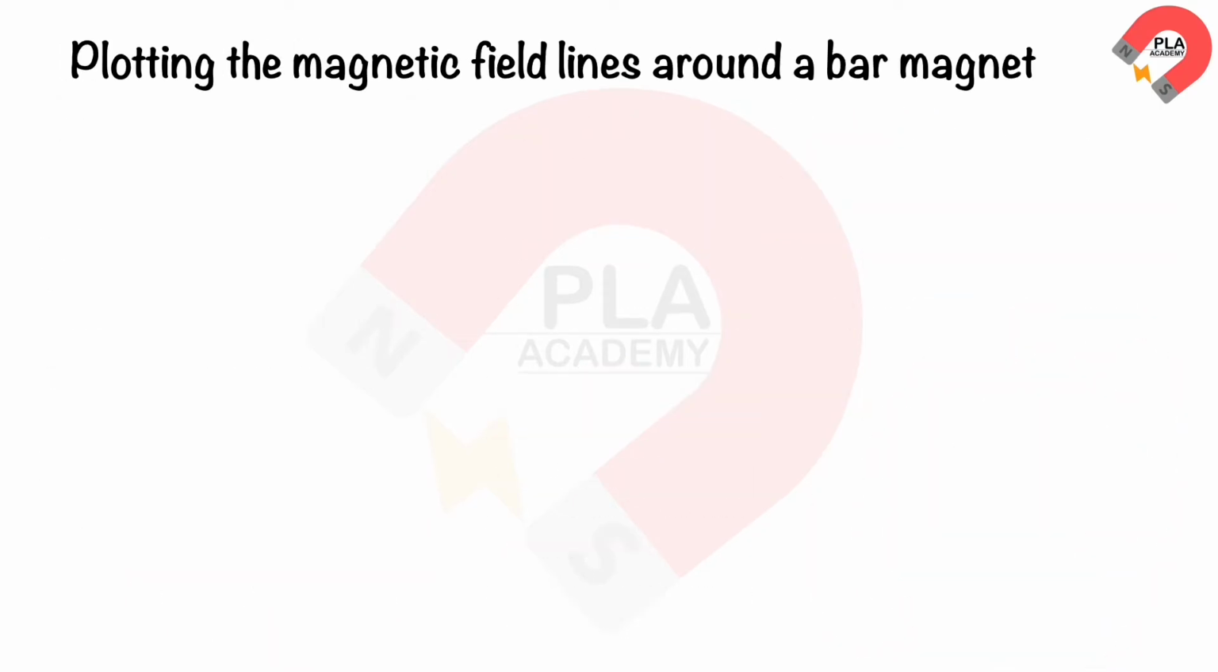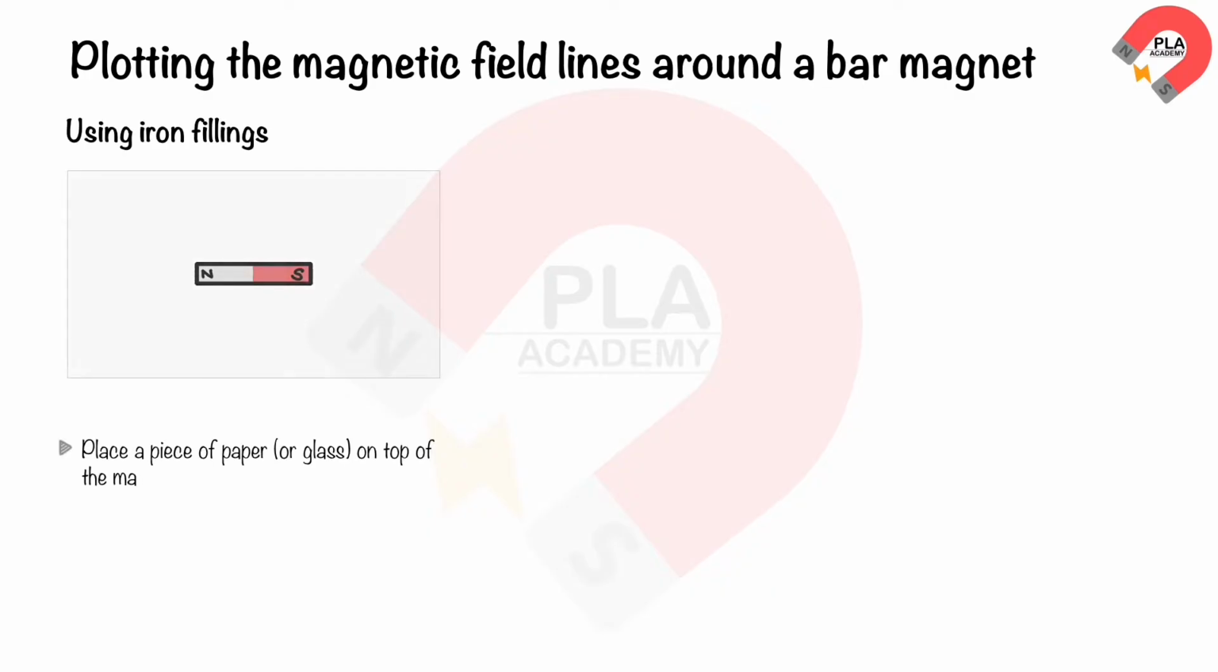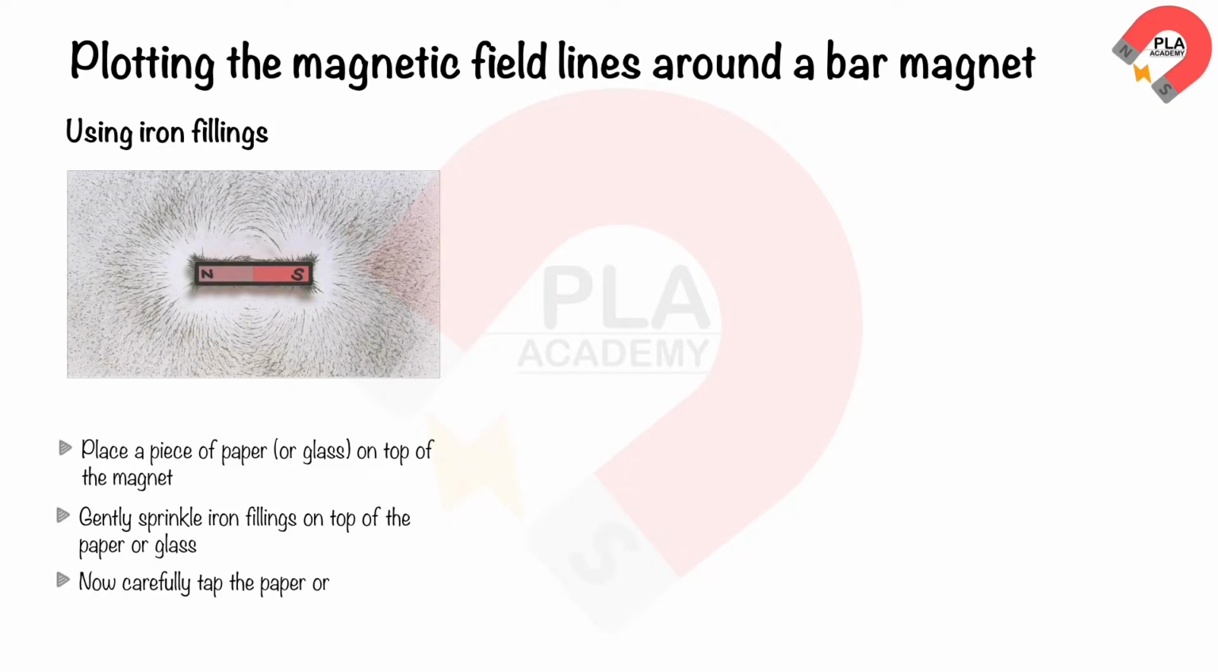Plotting the magnetic field lines around a bar magnet. Using iron filings: place a piece of paper or glass on top of the magnet. Gently sprinkle iron filings on top of the paper or glass. Now carefully tap the paper or glass to allow the iron filings to settle on the field lines.